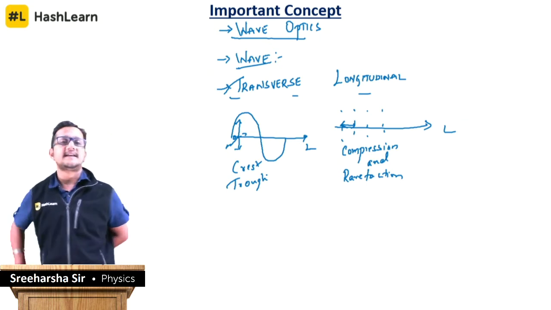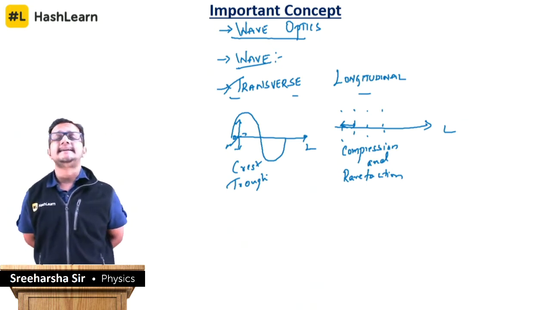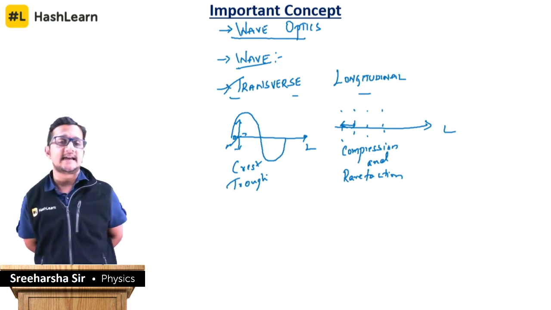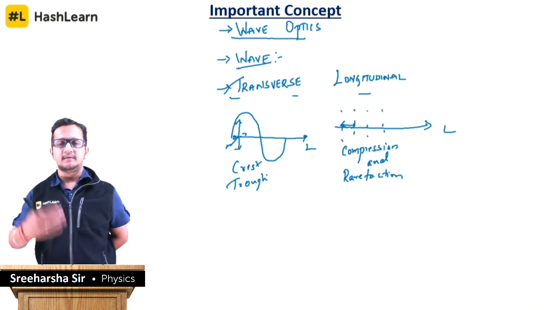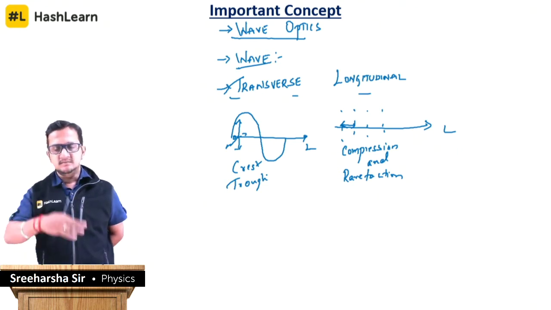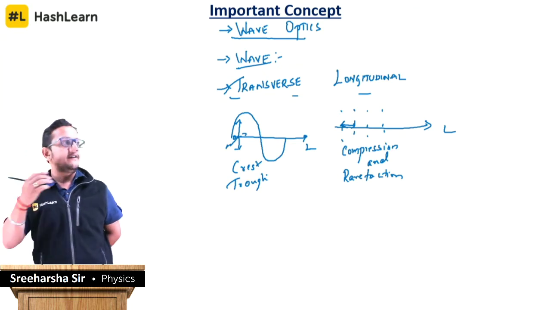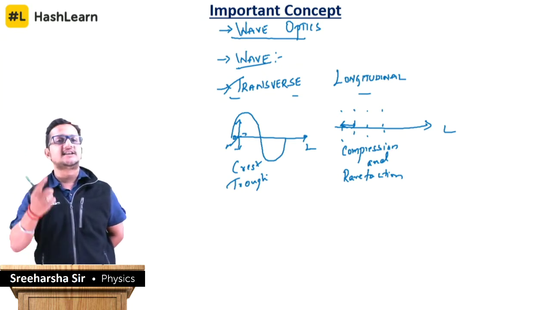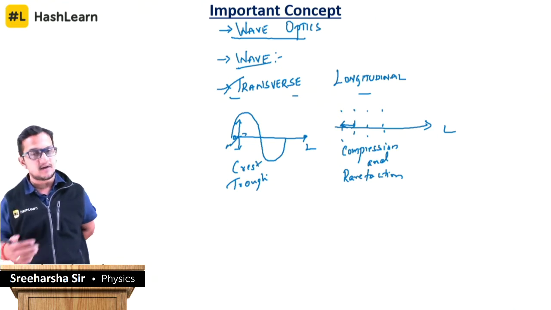The maximum displacement is called the amplitude, which we have learnt in the alternating current chapter. The particles execute SHM about the mean position, and the energy is transferred. If they are perpendicular to the propagation, they are called transverse waves. If they are parallel, they are called longitudinal waves. So we know what displacement and all those things are.